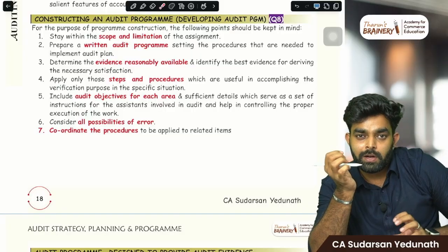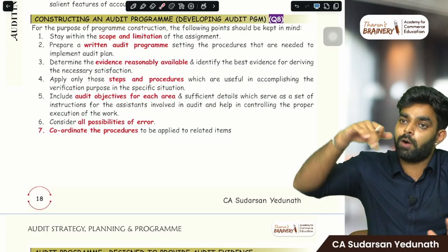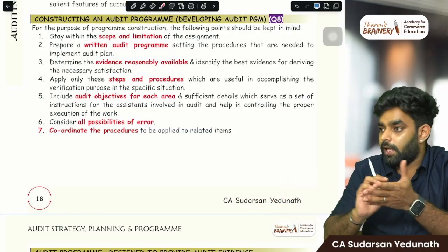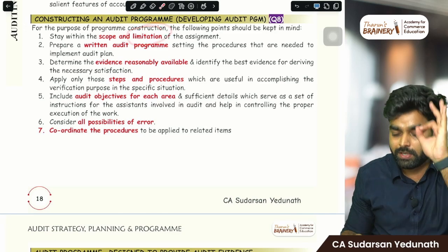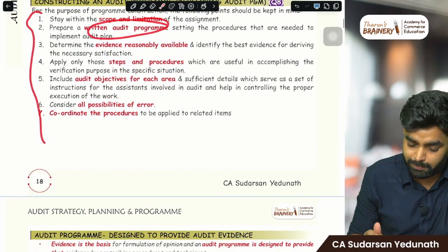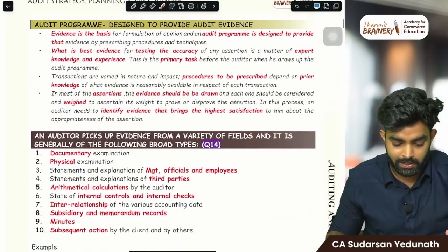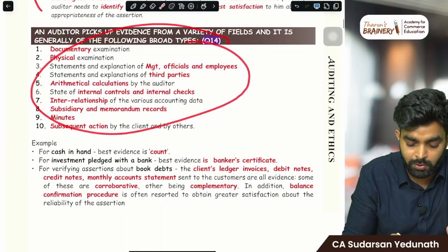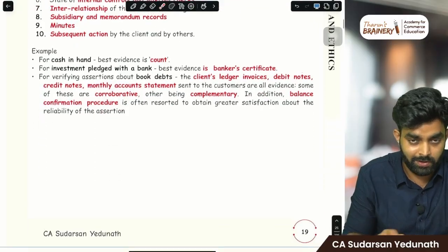So when you are making an audit program, make sure it is within the scope. Don't put anything that is outside our scope. We cannot do investigation, so in the audit program, don't mention anything regarding investigation. Our limitation also, keep in mind. Prepare a written audit program, with steps and procedures. It's very easy stuff, you can read it. Then how the auditor will collect evidence: through documentary examination, physical examination, statements, arithmetical calculation, minutes, all this simple stuff.